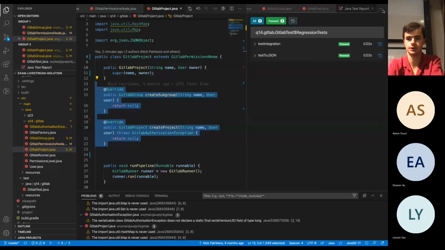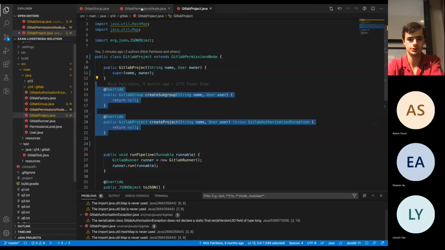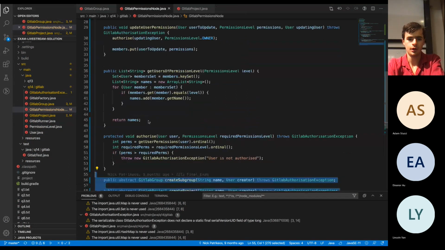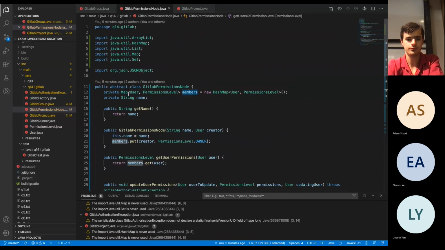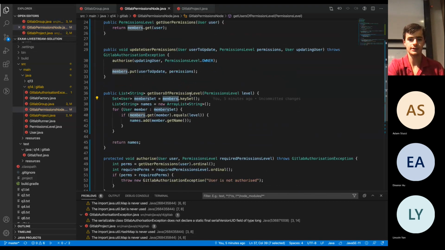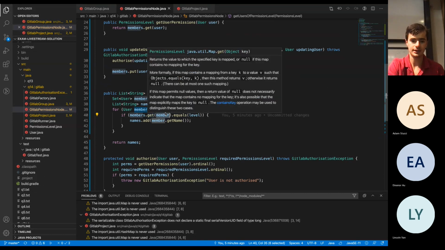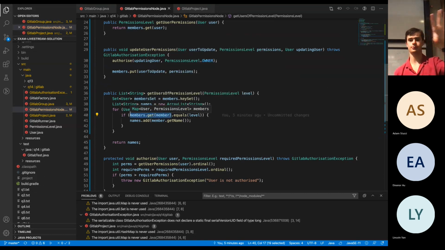I think we moved it to GitLab permissions node. Yeah, here it is. Okay, so we have a members set, and then we go through all of the members in the members set. And then I think members is a map, right? Yeah, members is a map. So we get all the keys and then go through each of them. And if we say, okay, well, if looking up the key, the value, which is their permission, so each member is associated with a permission, if that is the same as the permissions level that's given, then we add their name to the list.